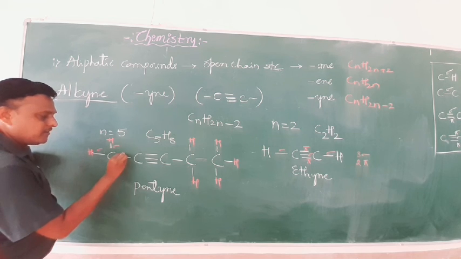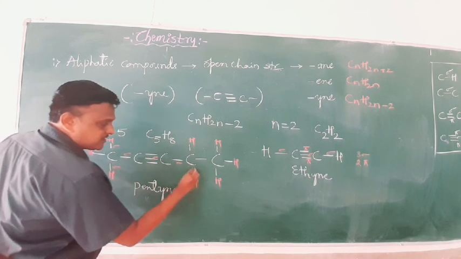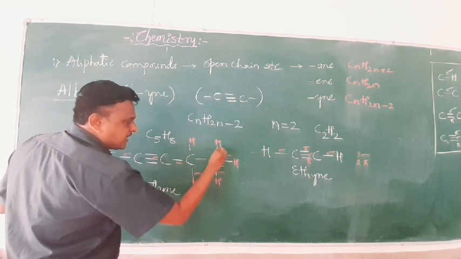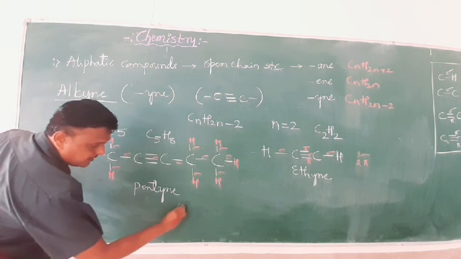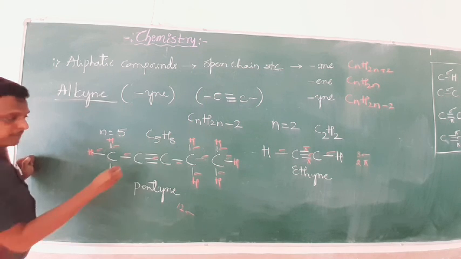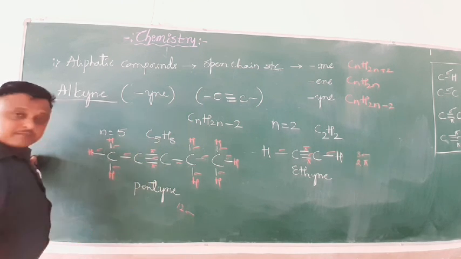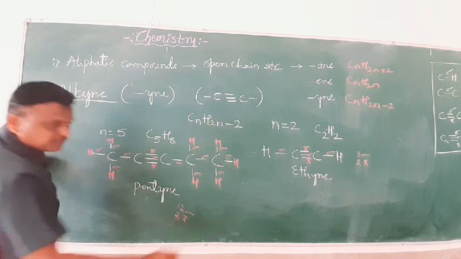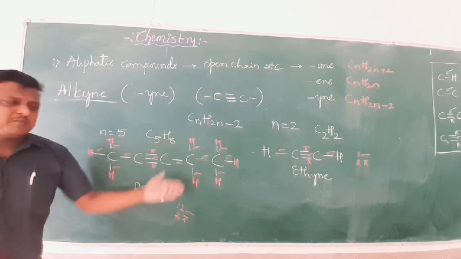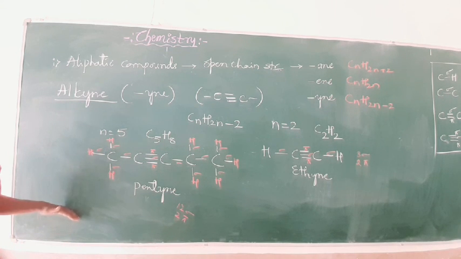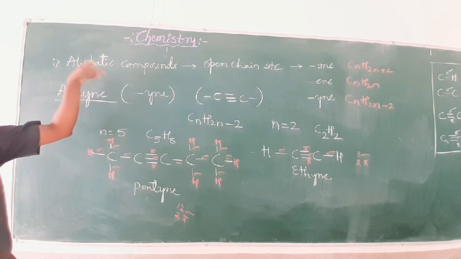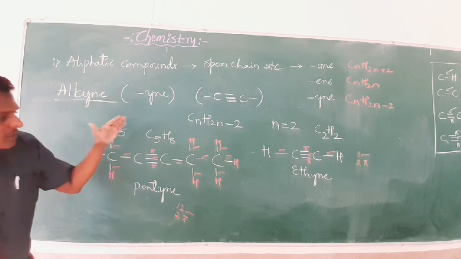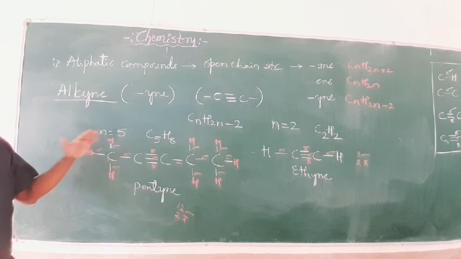Can we calculate the number of sigma bonds? 1, 2, 3, 4, 5, 6, 7, 8, 9, 10, 11, 12 sigma. So how many pi bonds? Here 2 pi. You can use any number of carbons and practice. Now there are 3 in aliphatics: alkane, alkene and alkyne, with skeletal structure.